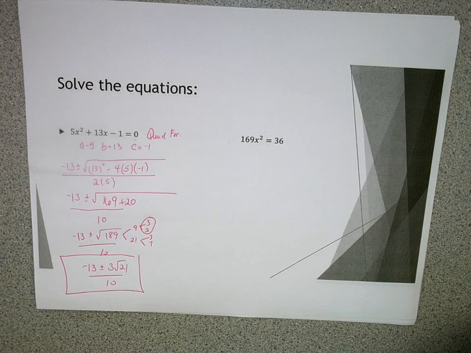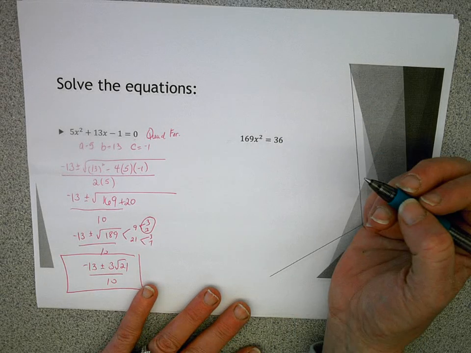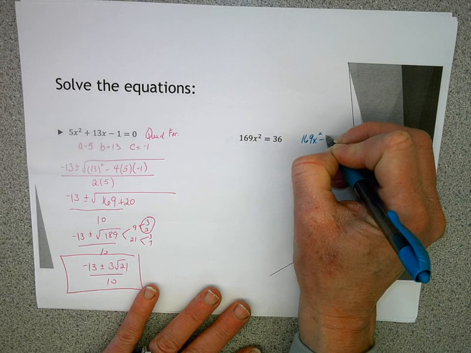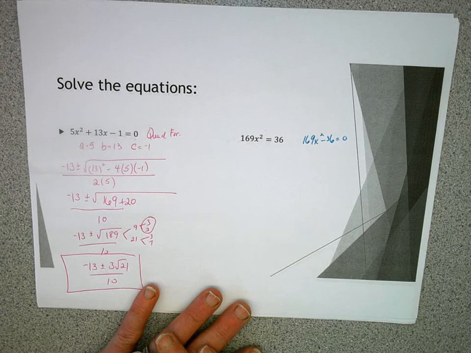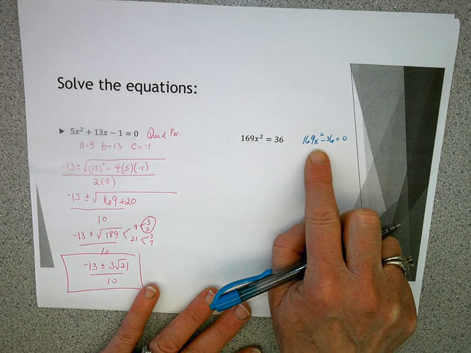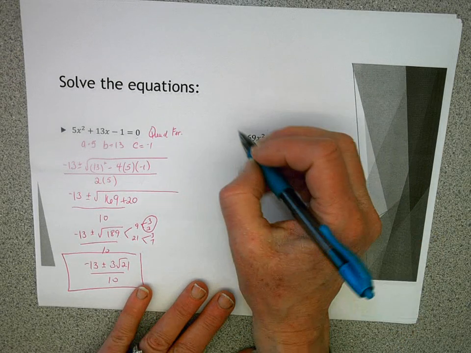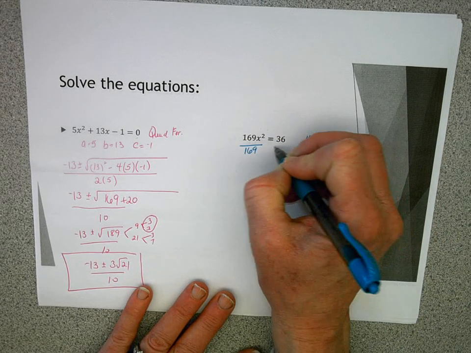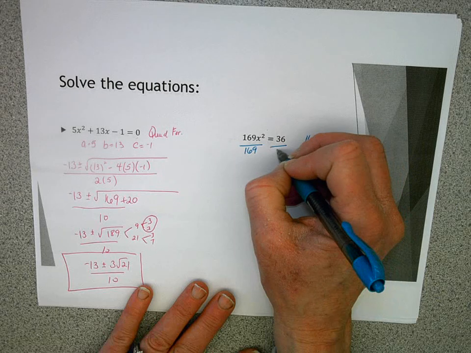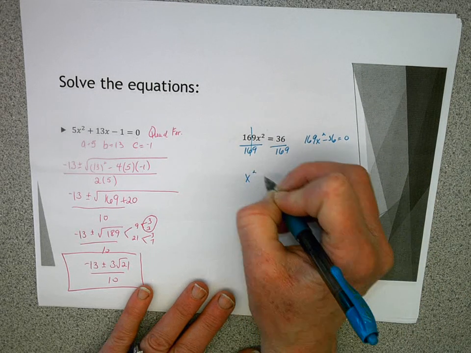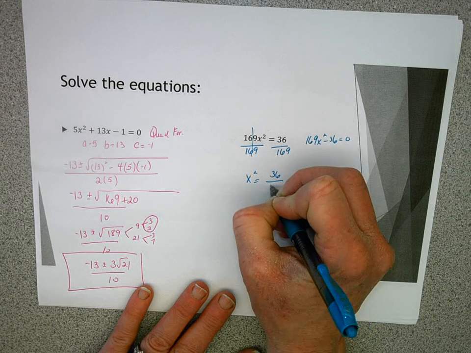Okay, let's look at the second one. So the second one, kind of in a weird form. If you want to move the 36 over, you can, and write it like this. But I'm hoping you see there's no b value at all. So I'm just going to solve it by square rooting. So I'm going to move the 169 to the other side, and you could actually factor it too, but we're just going to do it like this. So we have x squared equals 36 over 169.